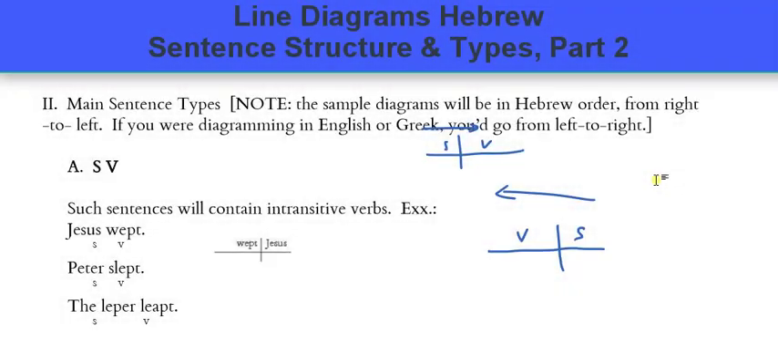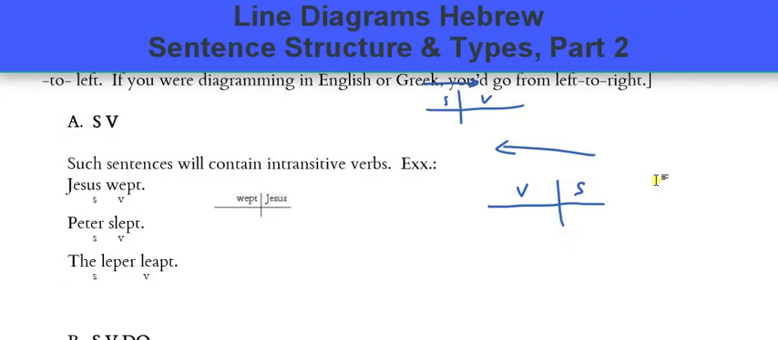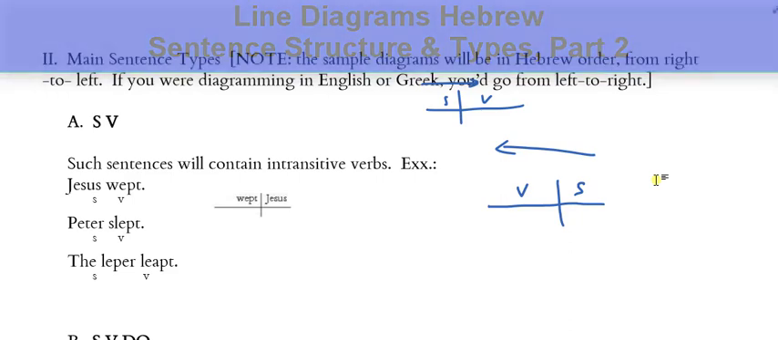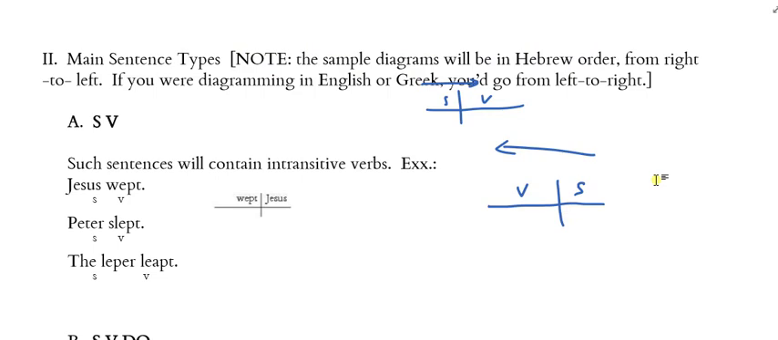All right. Now, with all that in mind, let's talk about the main sentence types, and we're going to use English examples here, but I'm going to show you how to diagram these using what's called a Reed-Kellogg diagramming system. And because we're dealing with diagramming Hebrew sentences in this unit, I'm going to use the diagrams in right to left order as opposed to left to right order.